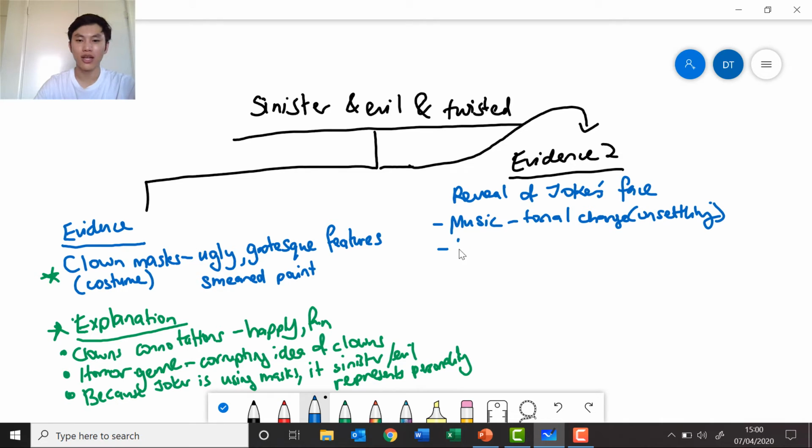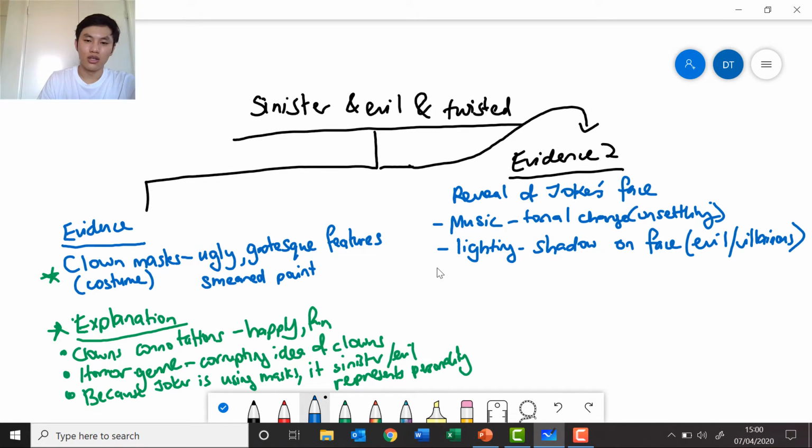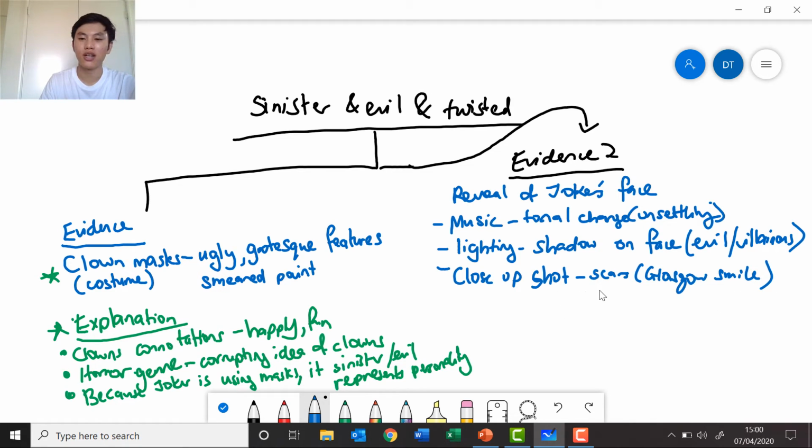I'm also talking about the lighting. So there's a lot of shadow on his face. What happens when someone's face is covered in darkness? What kind of idea does that create? Evil, villainous, right? What else? There's the close-up camera shot. So I'm not just saying camera angles are used, I'm saying what type of shot it is. So it's a close-up shot, and this emphasizes his scars on the side of his lips. They're actually called Glasgow smiles. Oh, it's a Glasgow smile. Those scars are called a Glasgow smile.